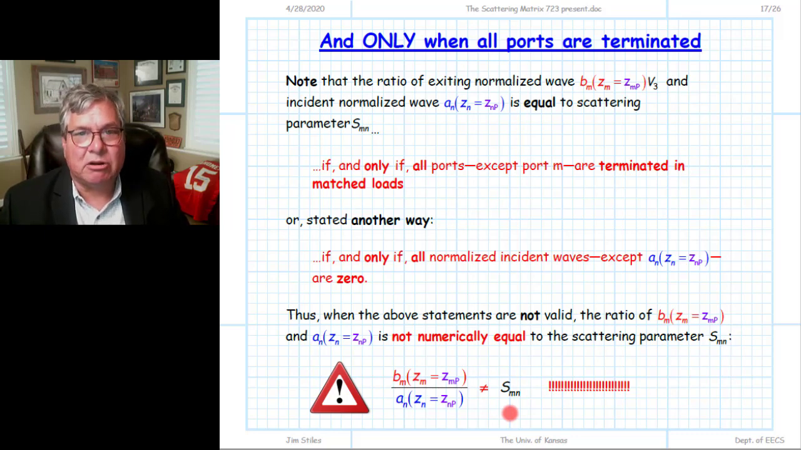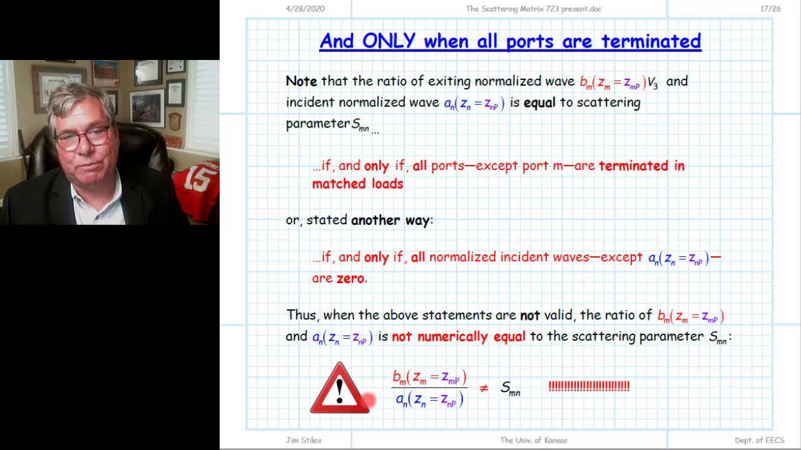Remember, what we're doing here is we're putting one and only one incident wave on, let's say, port 1, and then seeing what wave scatters out of port 3. What we say at that point is that the wave scattered from port 3 is due to the wave incident on port 1, and the ratio of those two gives us the scattering parameter.